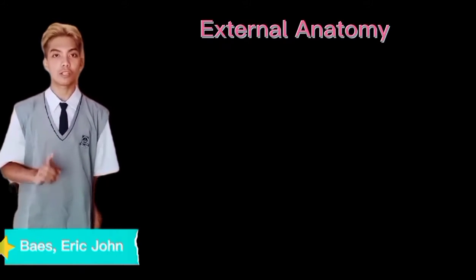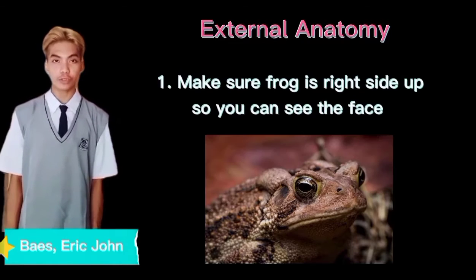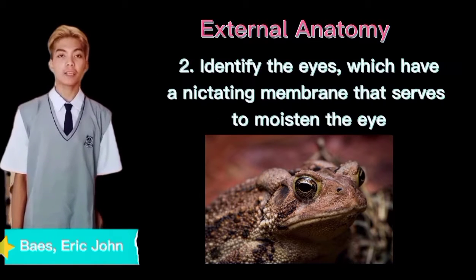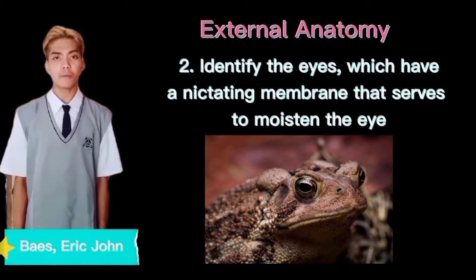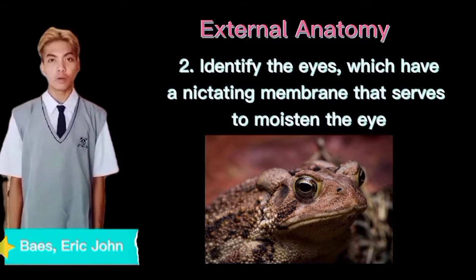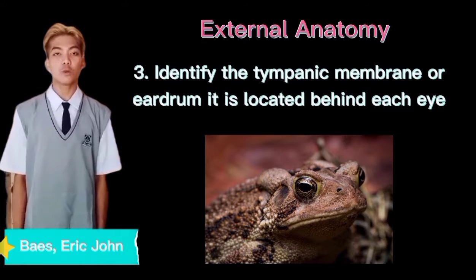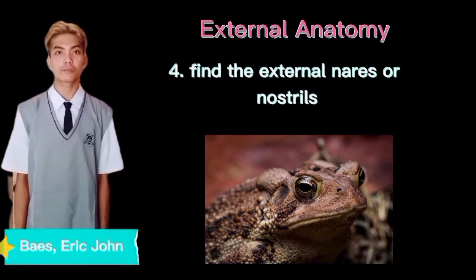For the first part of frog dissection, we have the external anatomy. So in order to study the external anatomy of a frog, we have to make sure that our frog is right side up so that we can see clearly its face. The second one is we have to focus on its eye and identify the membrane that serves to moisten the eye, which is called the nictitating membrane. And the third step is we have to identify the tympanic membrane or the eardrum, which is located behind each eye. And the last is we have to find the external nares or nostrils.